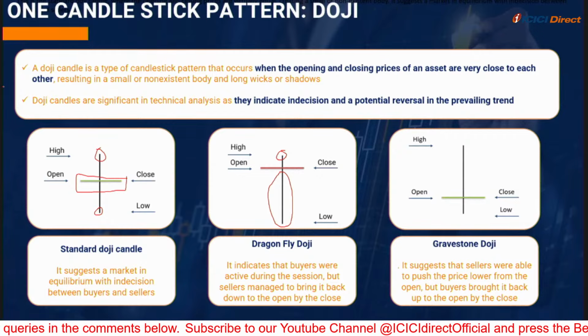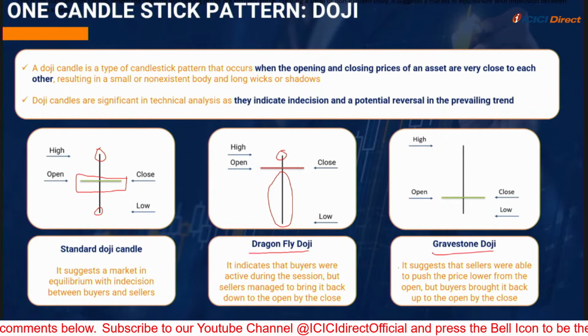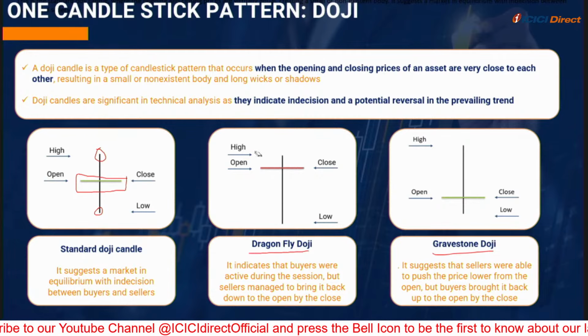Now, from the name itself, I'll just focus on Dragonfly Doji and Gravestone Doji. The standard one, the first part, is normal. It is showing indecision. What can I say about a Dragonfly Doji? I'm just erasing the drawing for a bit for timing. Okay.